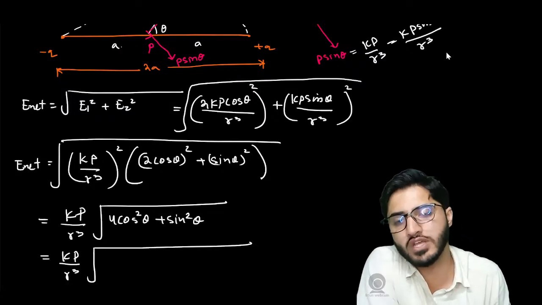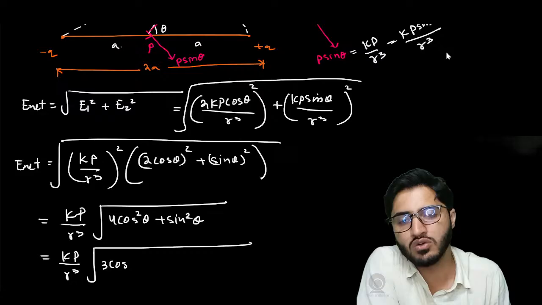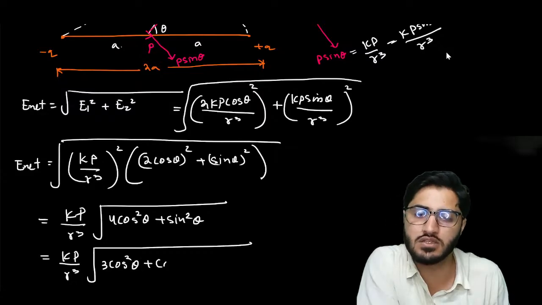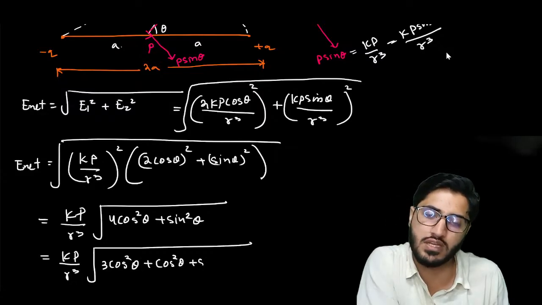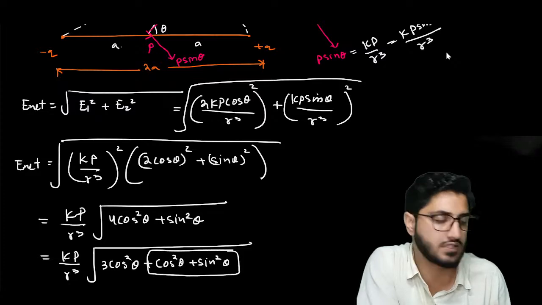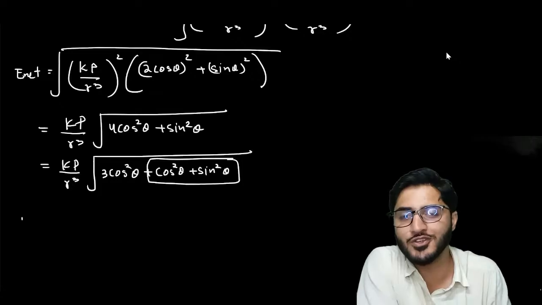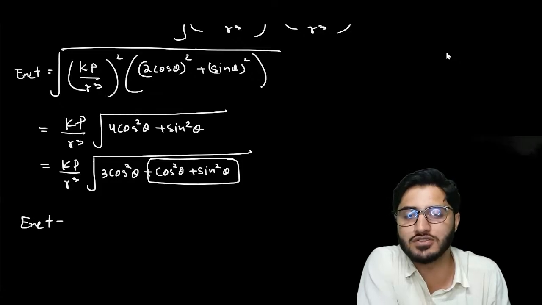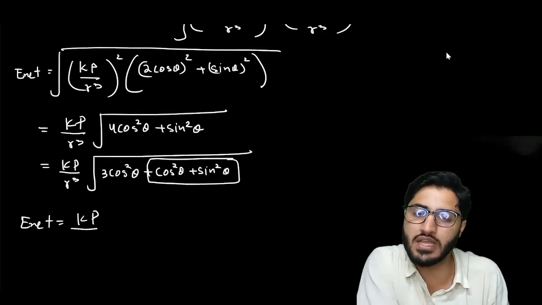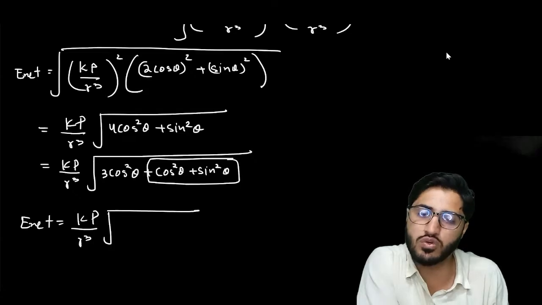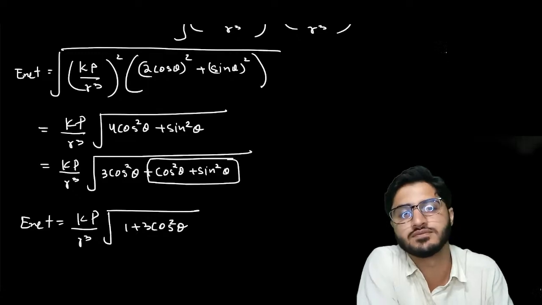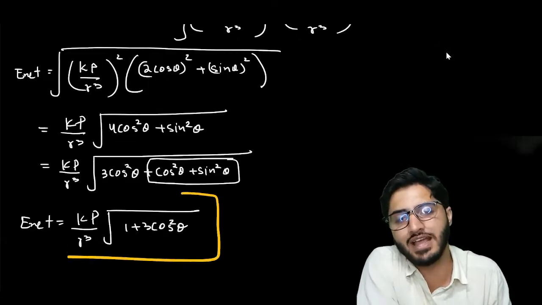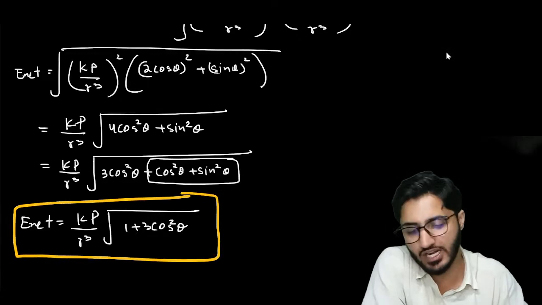Look, 4 cos square theta, I will write it as 3 cos square theta plus cos square theta plus sin square theta. Look, cos square theta plus sin square theta is 1. So my E net is equal to Kp by r cube under root of 1 plus 3 cos square theta. This is the electric field at any point.